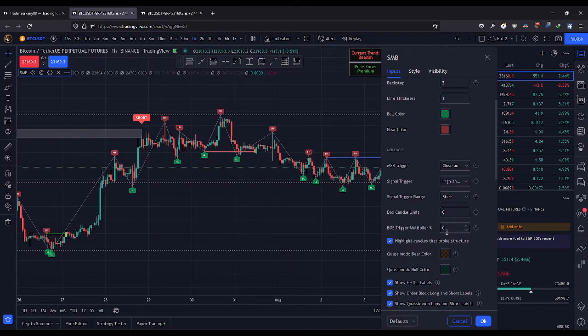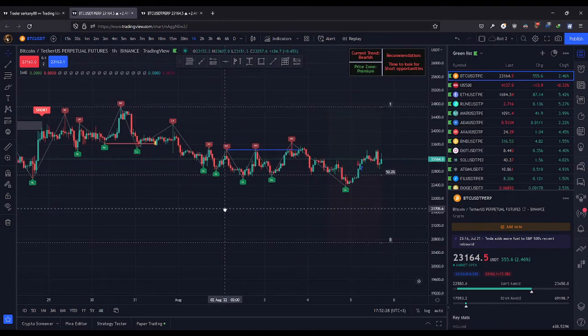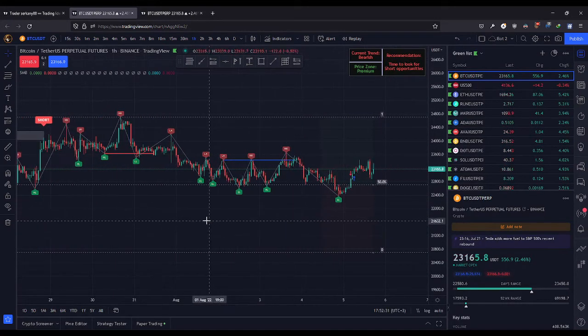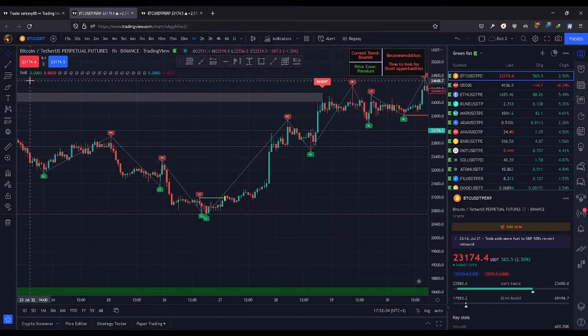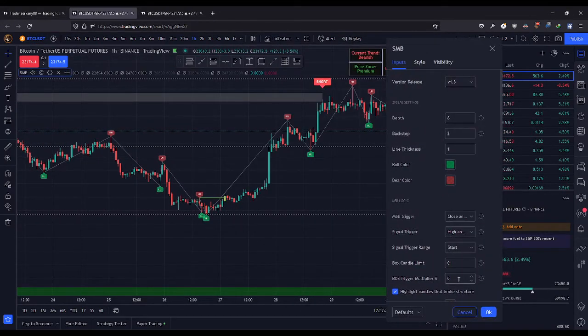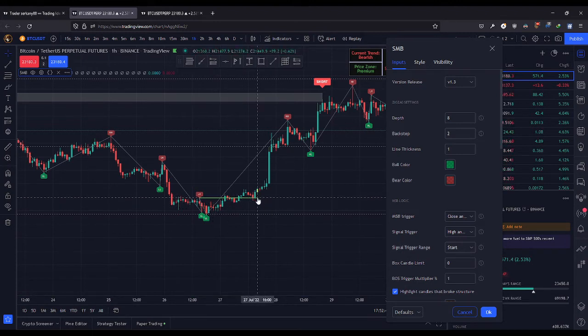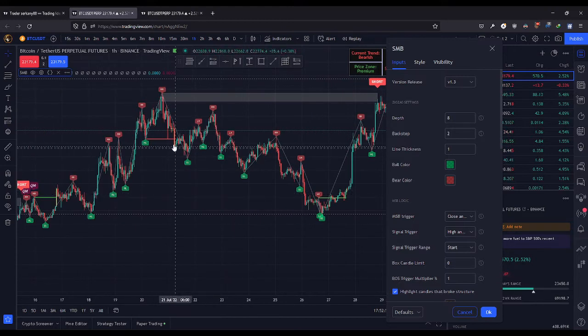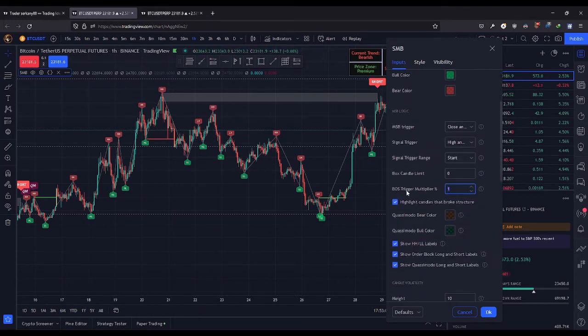Also, there's another setting called breakout structure trigger multiplier. This means that the breakout structure counts only when the break actually breaks 1% above. If we type here 1, as you can see, it's drawn over here, which means that the break actually happened at this candle, which is 1% above the last lower low line, and the downside break happened here. So if you disable this, it means this is instant, not actually drawn.